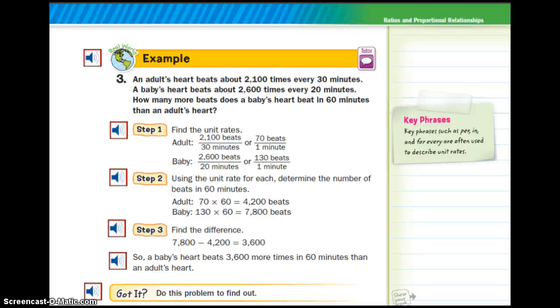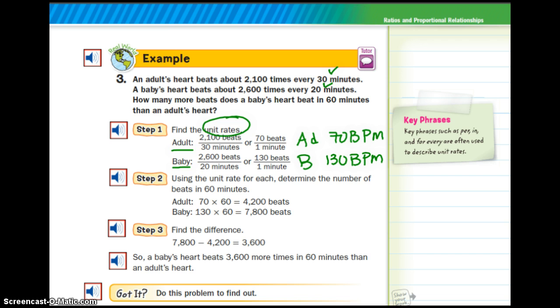All right, so now we have to pay attention. What I noticed first was that we have 30 and we have 20, so we have to pay attention to that. First, we need to simplify it. So we have the adult and the baby. We need to get it per unit rate. So in this case, we divide by 30, and we get 70 beats per minute. So an adult is 70 beats per minute, where a baby, we divide by 20 and we get 130 beats per minute. We know that a baby's heart beats a lot faster than an adult.